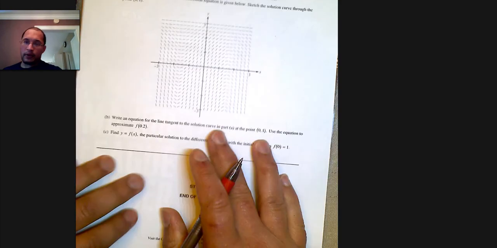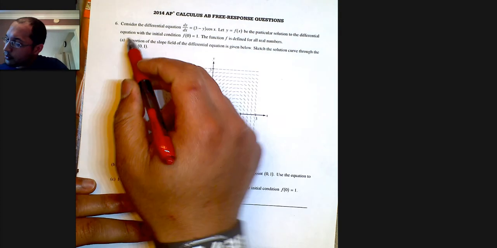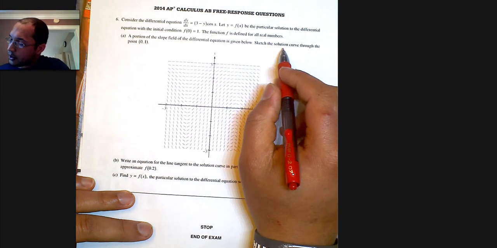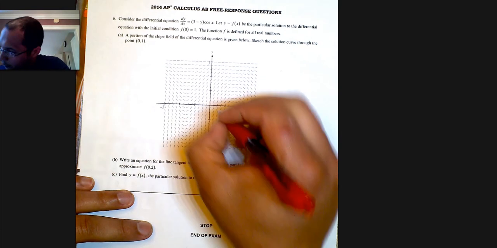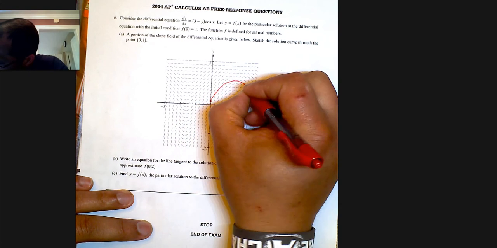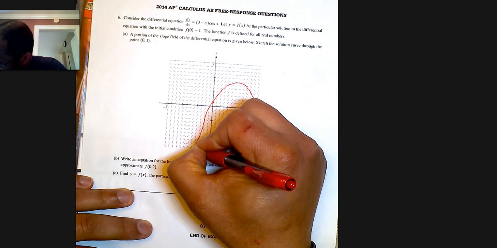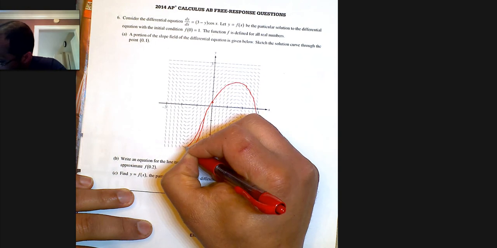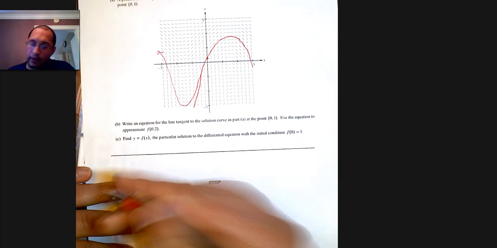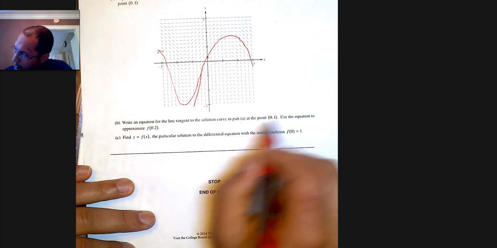Slope fields, yay, this one should be okay, I hope. Let y equals f of x be the particular solution to the differential equation with the initial condition f of 0 equals 1. The function f is defined for all real numbers. A portion of the slope field for the differential equation is given below. Sketch the solution curve through the point 0, 1. So 0, 1, it's going to follow the leader, following the leader, and then it's going to go something. And then I guess it's going to go back up, and then kind of, yeah, something like that. There you go. Write an equation for the line tangent to the solution curve at the point 0, 1. Use the equation to approximate f of 0.2.